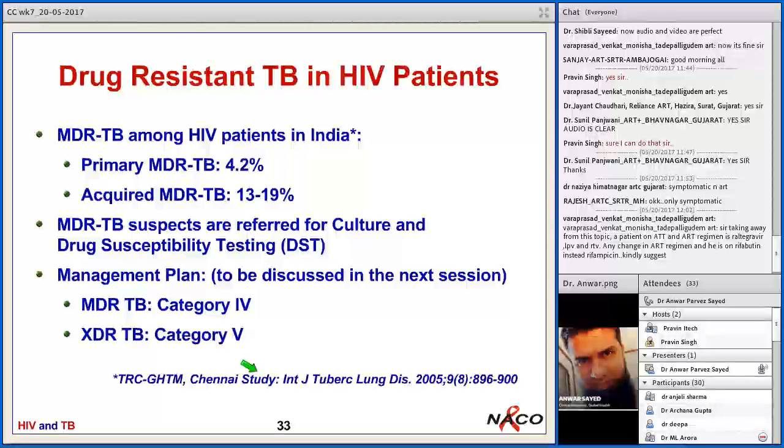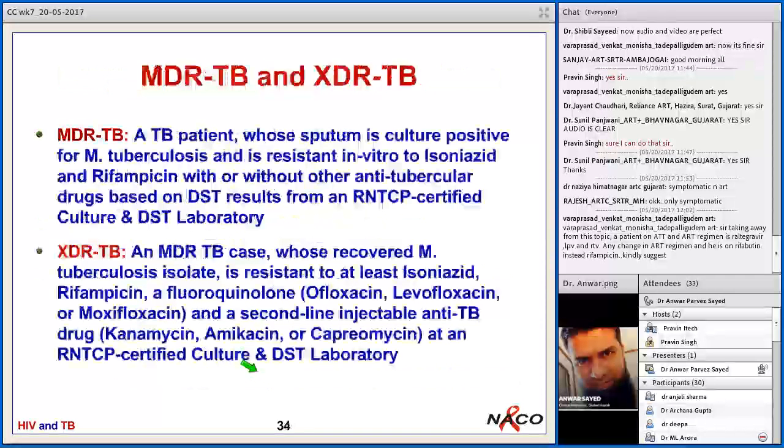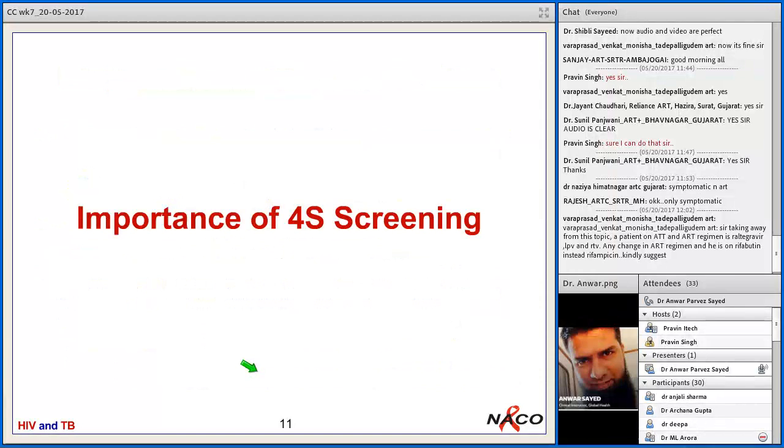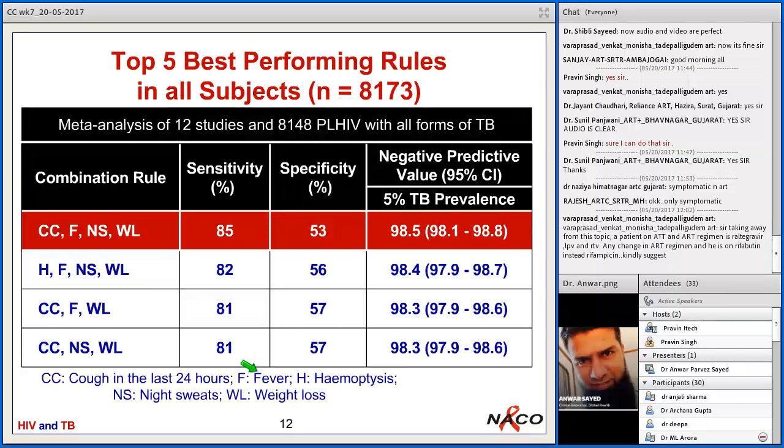MDR suspects are referred for culture and drug sensitivity testing, and under RNTCP, for MDR there is a treatment category of category 4 and XDR is category 5. As I mentioned, this is the definition of MDR and XDR TB. Why do we do 4 symptom screening? Everyone of us is doing this these days at our ART center. This is being done because of the negative predictive value, which is very high.